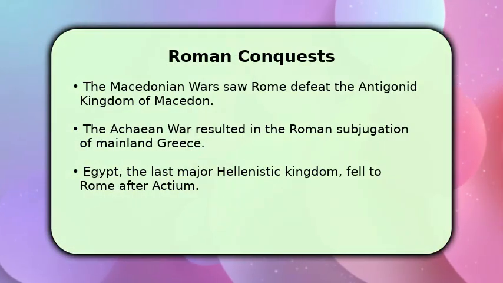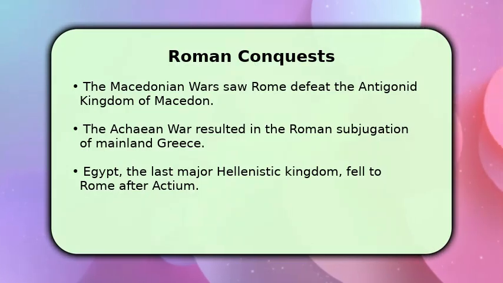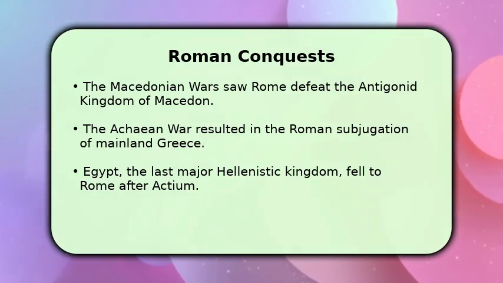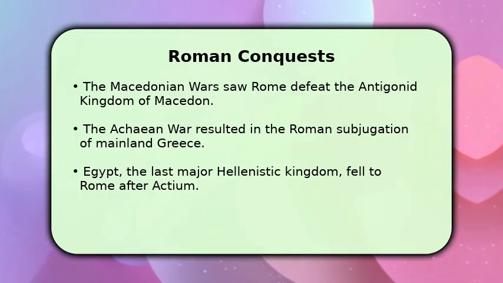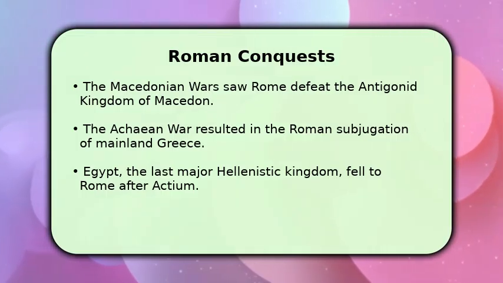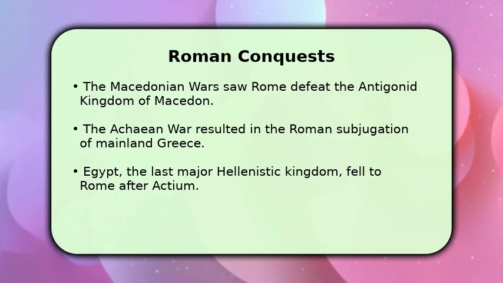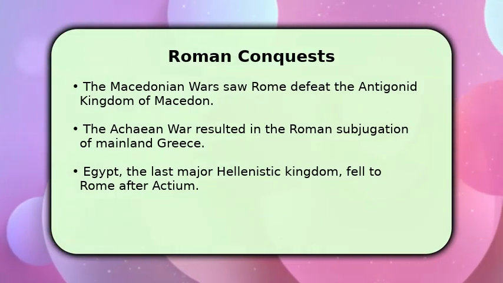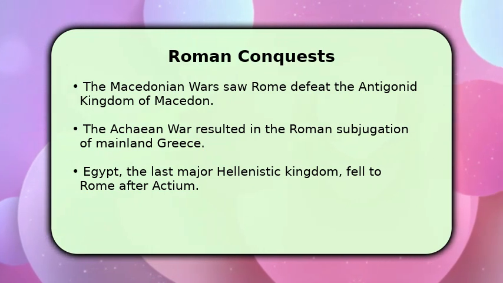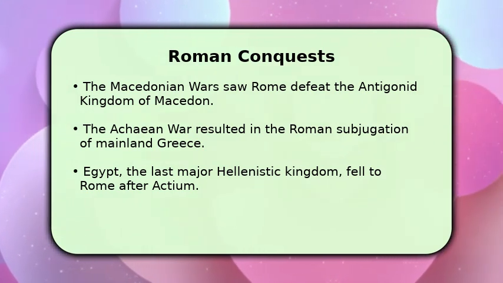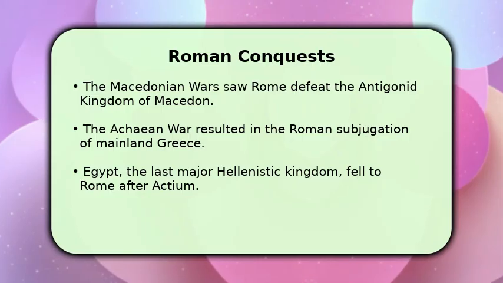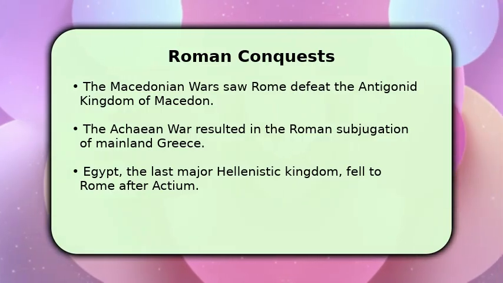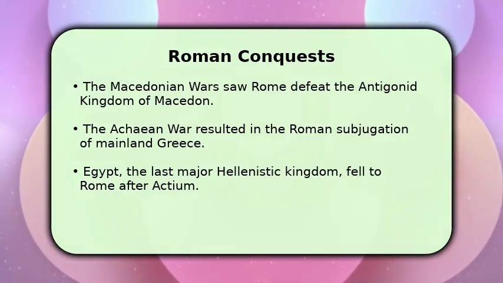Rome systematically dismantled the Hellenistic kingdoms through a series of decisive wars. The Macedonian Wars, for example, crushed the power of Macedon. Later, the Achaean War brought mainland Greece under Roman control. Finally, with the defeat of Cleopatra and Mark Antony at Actium, Egypt, the last independent Hellenistic state, became a Roman province. This completed Rome's dominance.